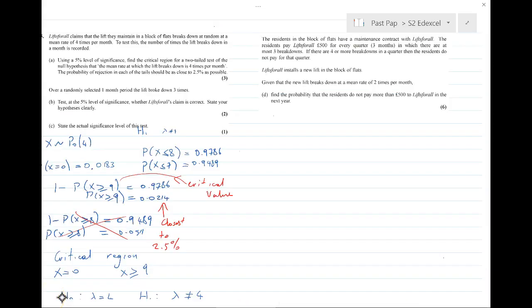This part D is actually quite similar to a question in, if anyone uses the Pearson's Edexcel textbook, on page 33, question 4. So well-practiced students will have done okay with this, but it did cause a bit of confusion. It's one of these where you've got to unpick and you've got a bit of a Poisson going on and there's a binomial going on top of it, as we'll see. First of all, it says the residents in the block have a maintenance contract with Lift for All. The residents pay £500 for every quarter in which there are at most 3 breakdowns. So I'm kind of underlining that.